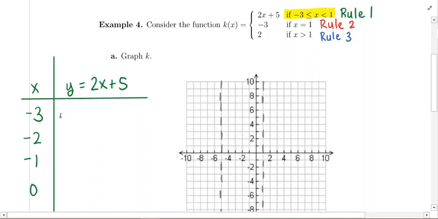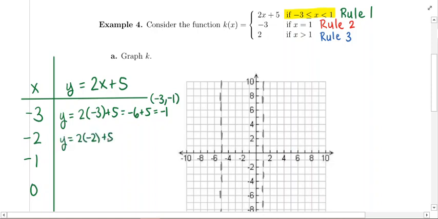So if x is -3, we're going to get y is equal to 2 times -3 plus 5. That's going to be -6 plus 5, which is -1. Okay, so this is going to be looking at the point: if x is -3, y is -1. And then I'm going to move on to x equals -2, plug that guy in. So we're going to get 2 times -2 plus 5. That's going to give us -4 plus 5, which is +1. So if x is -2, y is +1.